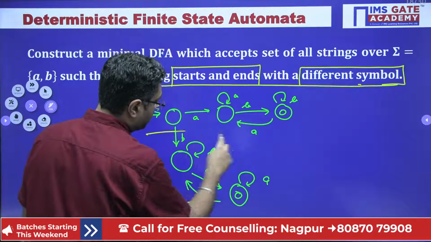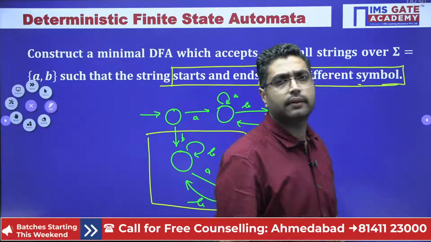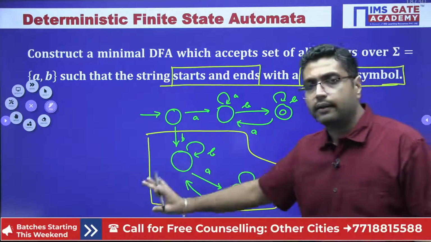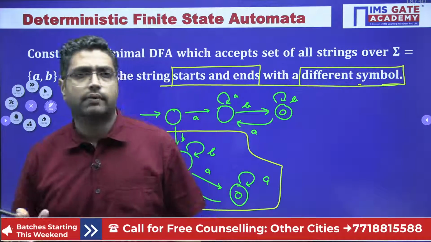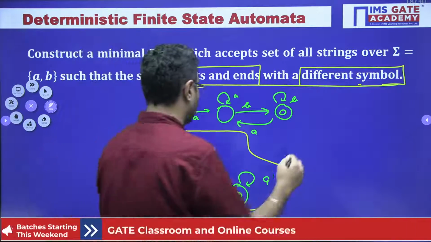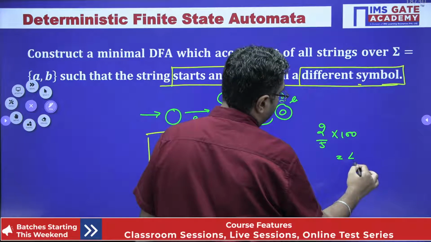This part was not there in the previous case. Now it will be a part. So this was just dead, and now we have included both these things. So there are 2 final states out of the 5 states. What percentage of states are final? 2 divided by 5 into 100, which is nothing but 40%.